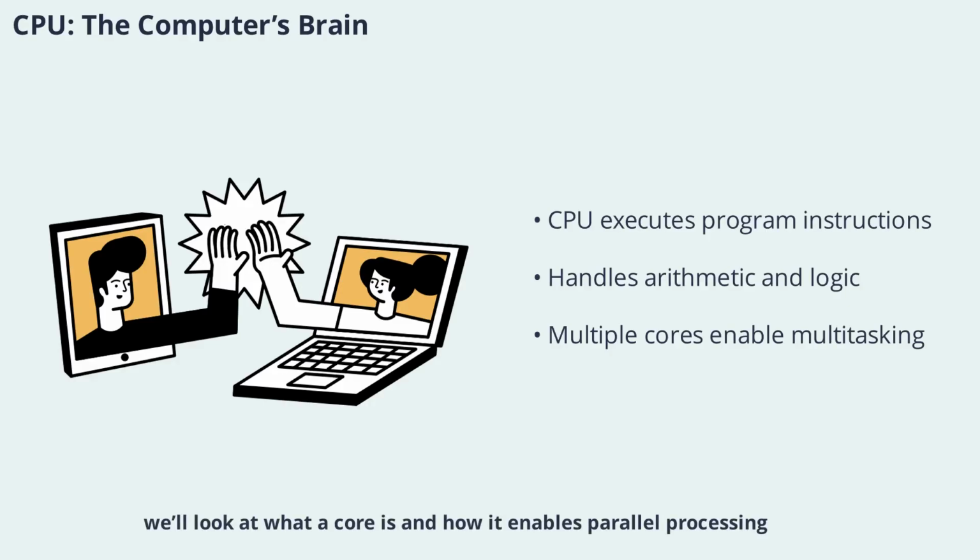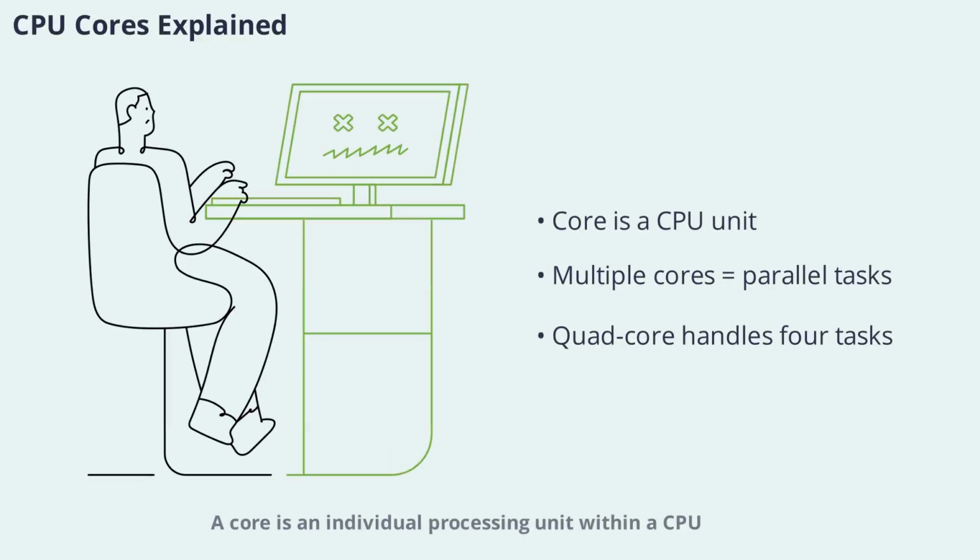Next, we'll look at what a core is and how it enables parallel processing. A core is an individual processing unit within a CPU. Modern CPUs can have multiple cores, allowing them to perform multiple tasks simultaneously. For example, a quad-core processor can handle 4 tasks at once. This is why you can listen to music, browse the internet, and download files all at the same time. Each core can be assigned a different task, making the system more efficient than relying on a single core. This parallelism is foundational to multithreading, which we'll explore in detail soon.